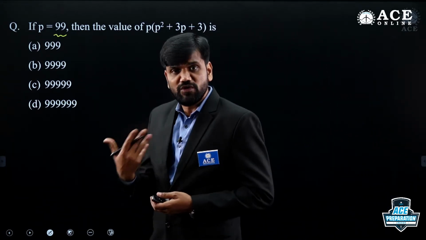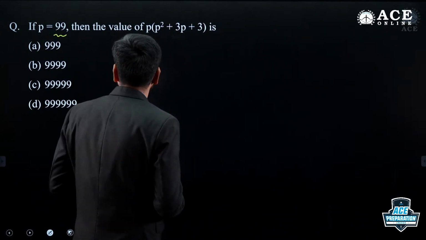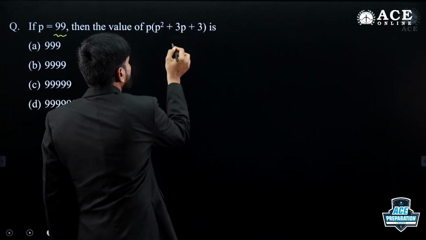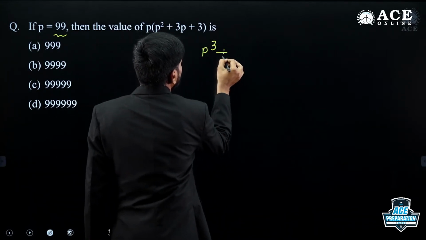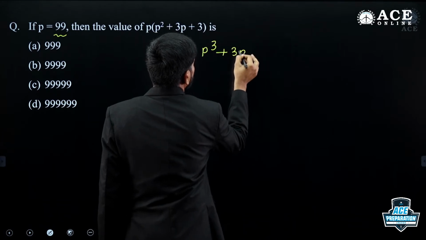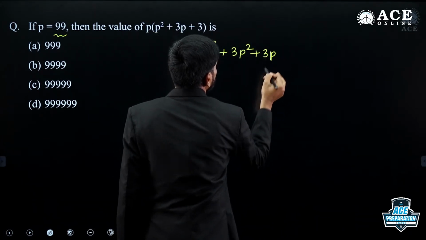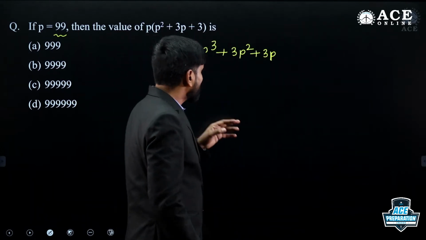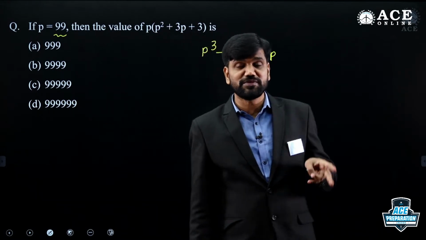Let me show you how to directly get the answer, but let me go for the detailed procedure first. Check here. This will give you what? p cube plus 3p square plus 3p. So for you to get the answer, you have to find p cube plus 3p square plus 3p.